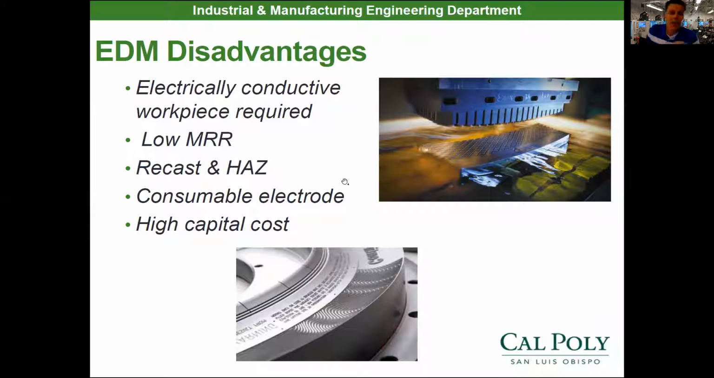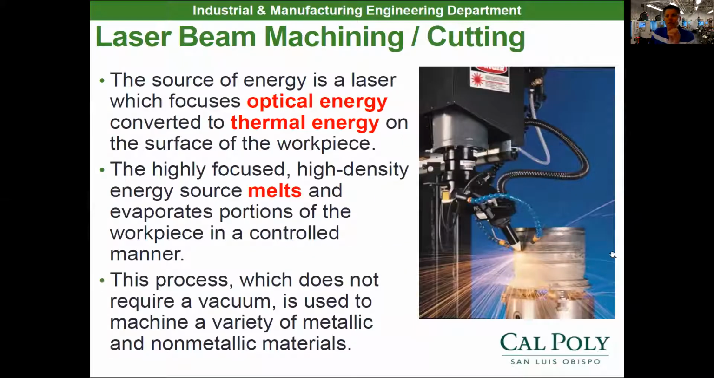Now, a disadvantage, you can't do it on polymers. It's got to be an electrically conductive workpiece. It's not a very fast process whatsoever. So it's got a low material removal rate, and you've got a heat affected zone you may have to worry about, or it may not even be a big deal. So that's what EDM is all about, electrical discharge machining. Now, the third one we're going to talk about this week is what we're actually going to be doing in lab.